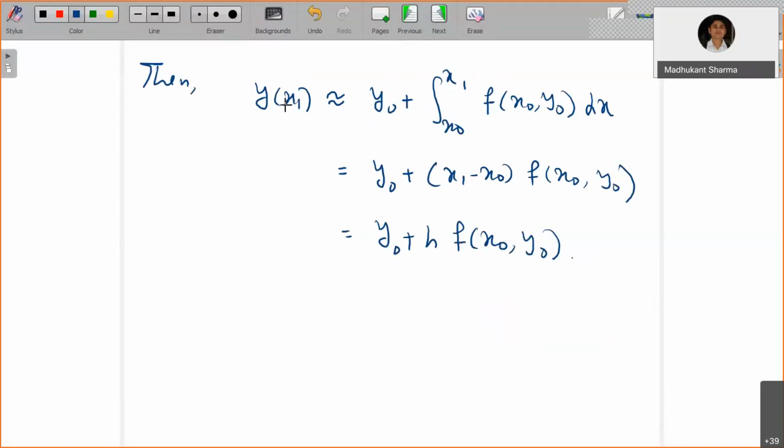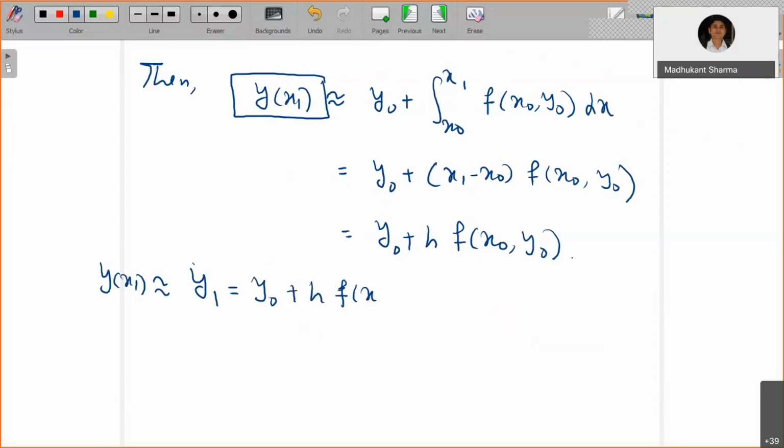So if we write y at x1, we are talking about the analytical solution. And we will say that y1 is the approximation. So y at x1 is approximated by y1, which is going to be y naught plus h times f of x naught comma y naught.